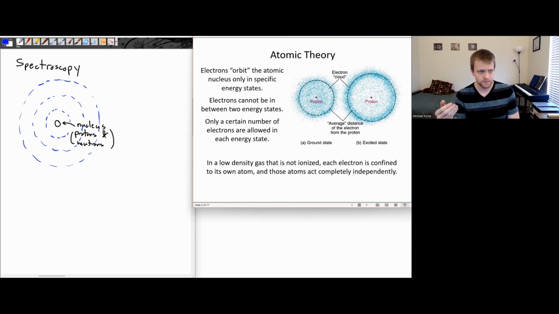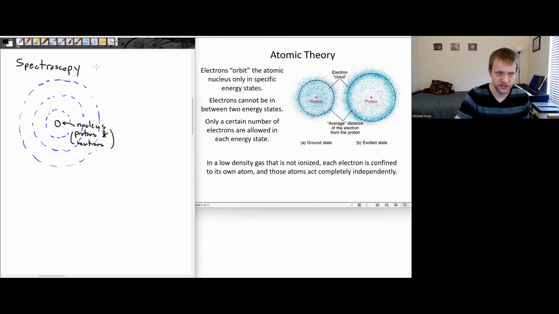Now, when we talked about the continuous spectrum, we said we're dealing with a solid, a liquid, or a dense gas, where all the atoms are closely bunched together. In that higher density environment, these electron energy levels can change a little bit. But for this portion, we're going to assume we are dealing with a low density gas. So for this part, we're looking specifically at low density gases.